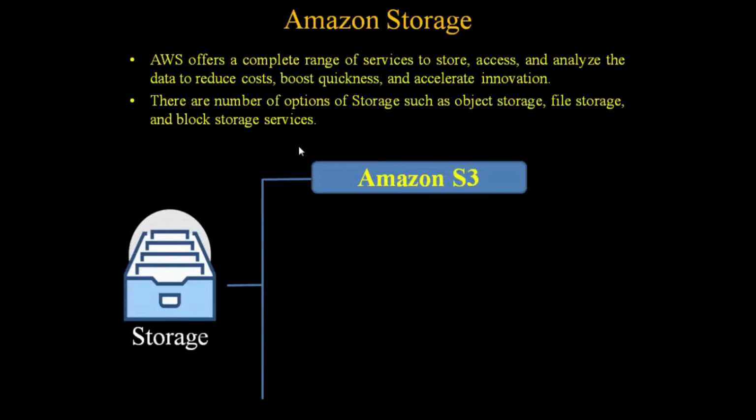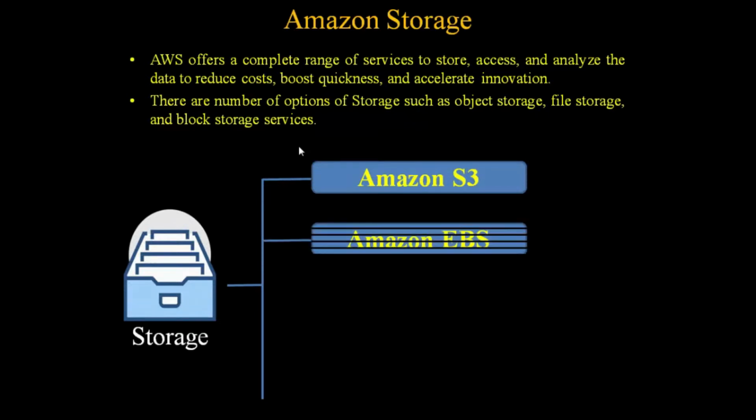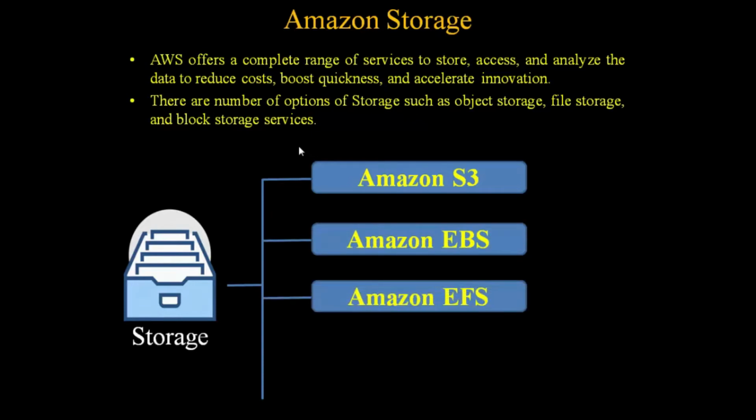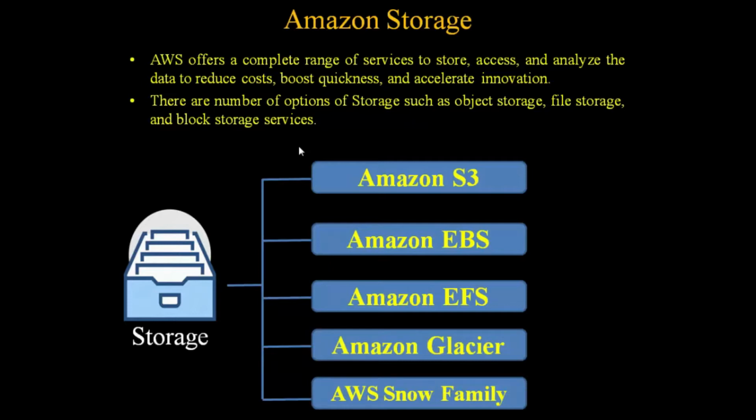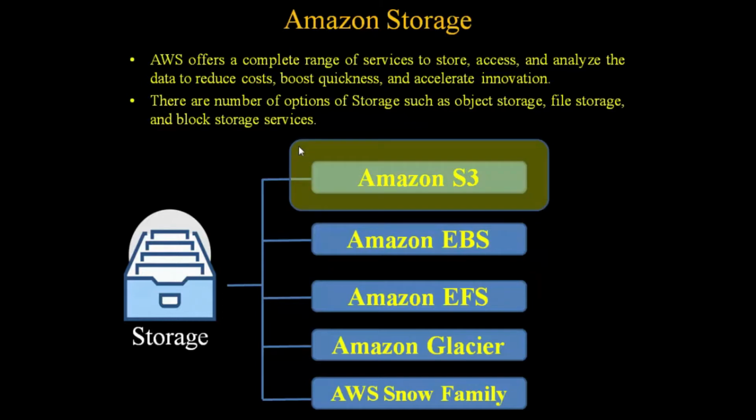The first service of AWS is Amazon S3, that is simple storage service. Next is Amazon EBS, that is elastic block storage. Third is Amazon EFS, that is elastic file storage. Then Amazon Glacier, and last Amazon Snow family. These are all the different storage services provided by AWS. Today in this video I will give an in-depth explanation of what is Amazon S3, that is simple storage service. So we'll be talking about S3 in detail. Let's discuss what is S3.